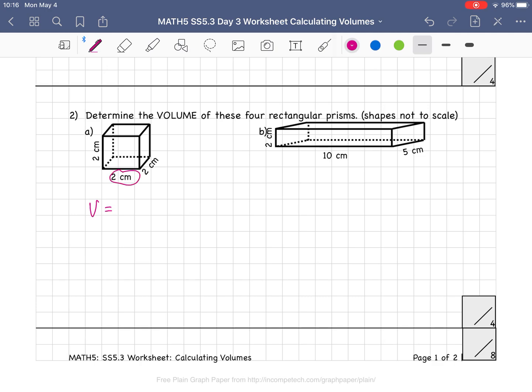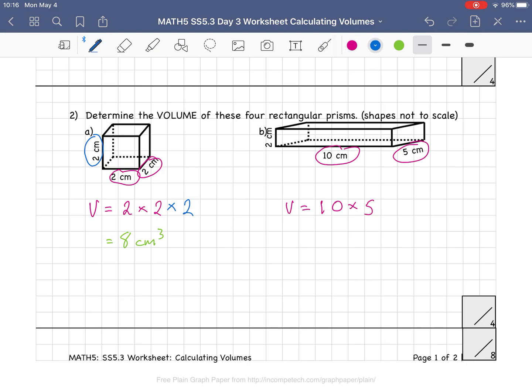Determine the volume for these four rectangular prisms. Two are on this page, two are on the next page. So volume is going to equal the area of the base, which is 2 times 2, times our height, which is 2. In this case, 2 times 2 times 2 is 8 centimeters cubed. It's just the length times the width times the height.